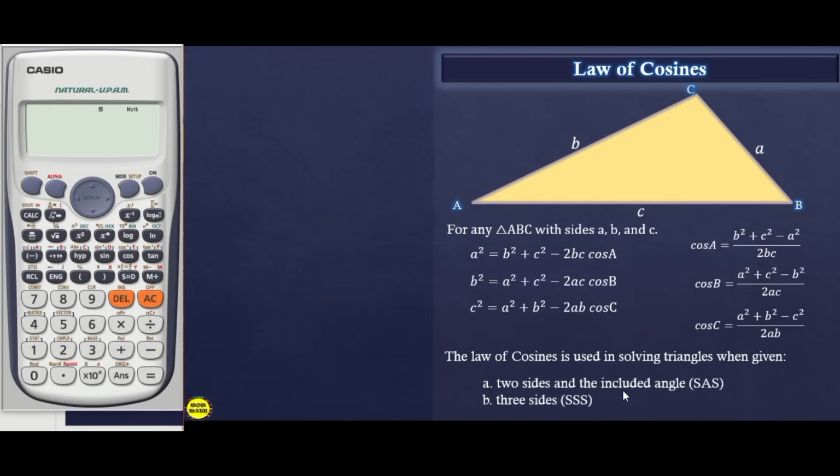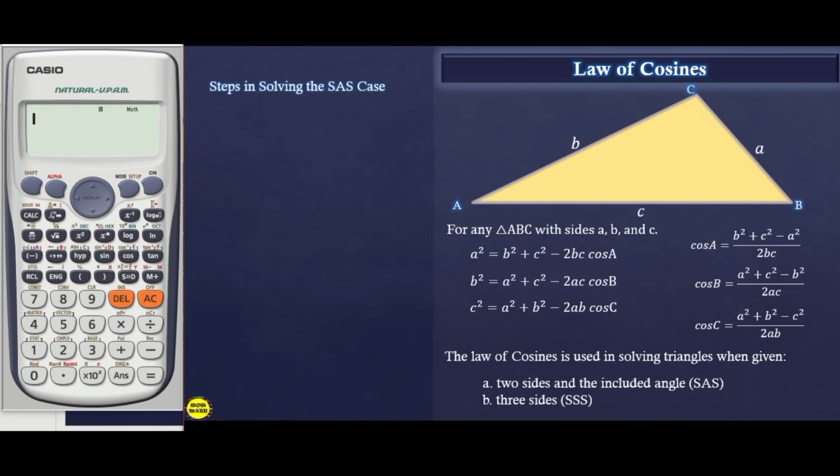Unlike sa law of sines, yung ating two sides doon, yung angle doon, ASA, and then yung isa ay AAS. And then yung isa naman ay SSA. So dito naman, SAS and SSS. So what are the steps in solving the SAS case?